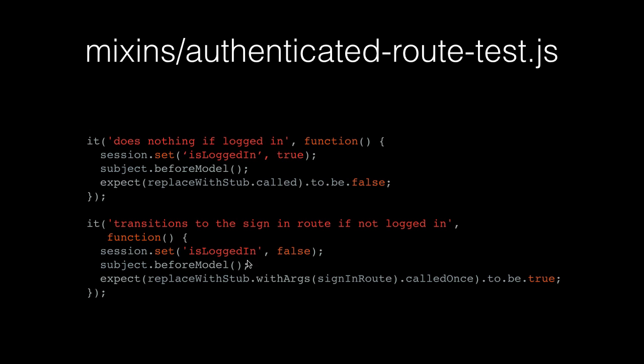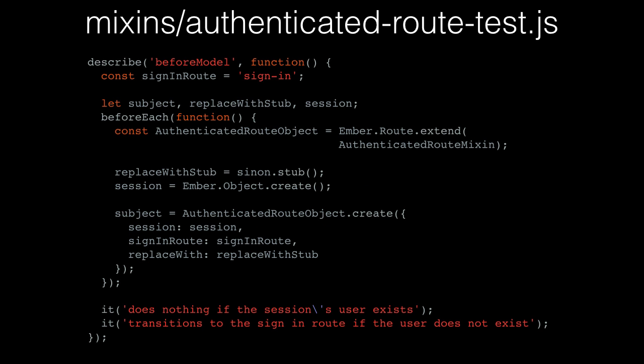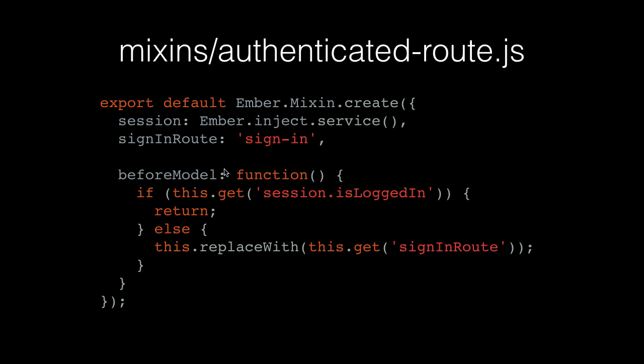But if they're not logged in, so I'm setting this to false here, I call the before model function that we're testing, and I want to expect that my replace with function was called with my sign-in route. So I expect that it was called once, and that actually happened. So when I run that, subject.before model is going to run. It's going to say, nope, I'm not logged in. My replace with stub is called with my sign-in route. All is happy. Our mixin works as we expect.